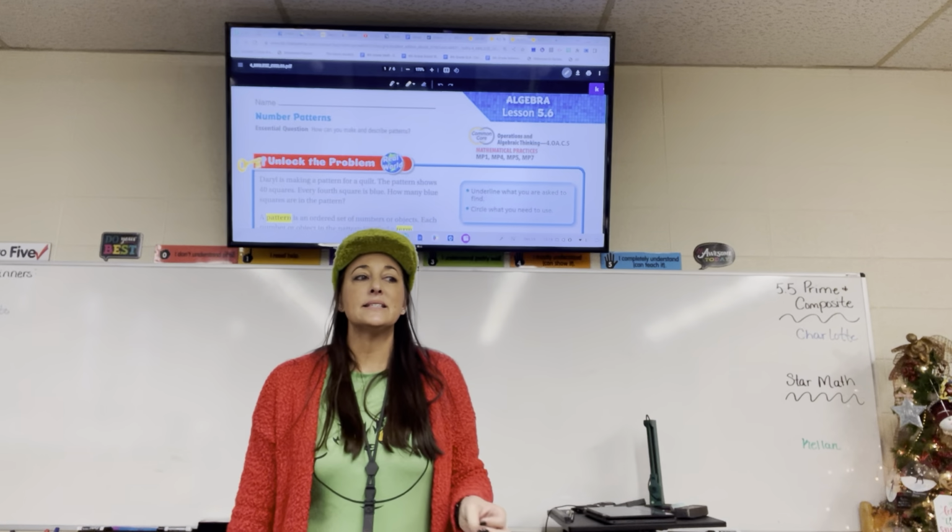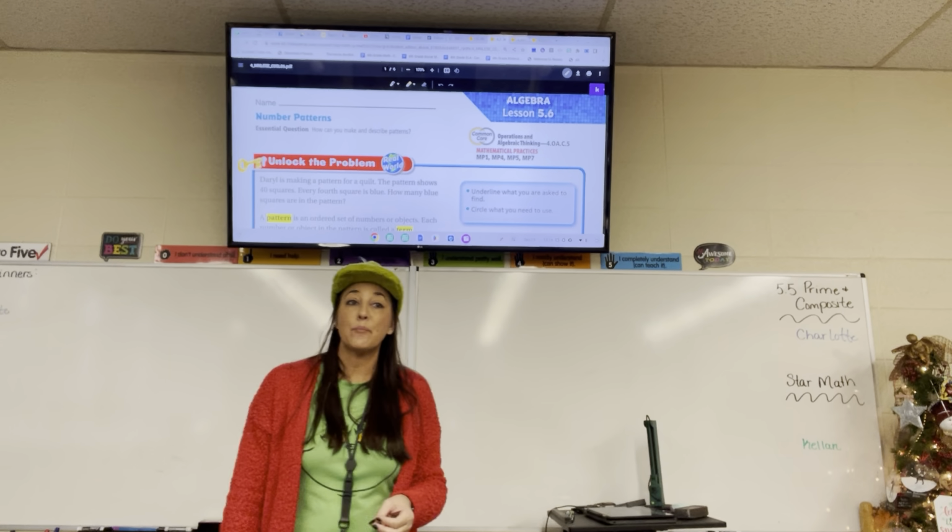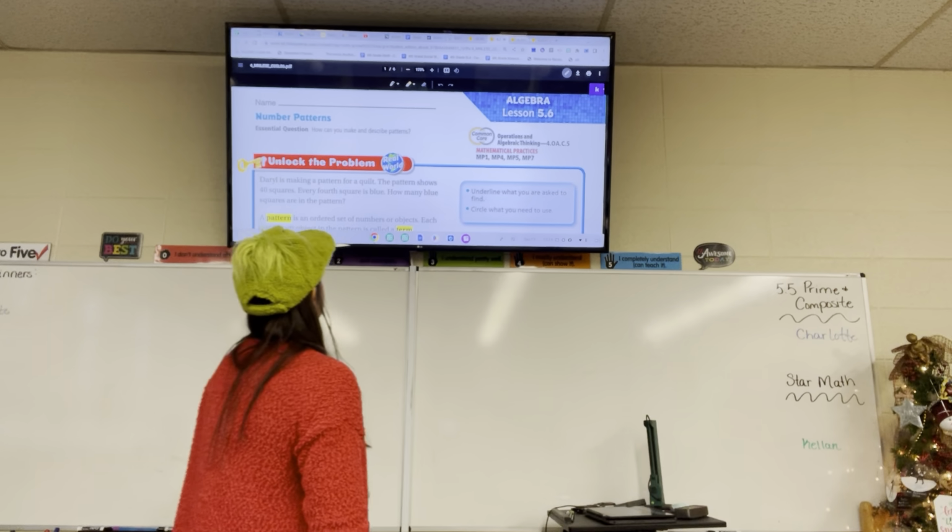Today we're doing lesson 5.6, number patterns. Our essential question says, how can you make and describe patterns? Daryl is making a pattern for a quilt. The quilt, or the pattern, shows 40 squares. Every fourth square is blue. How many blue squares are in the pattern?